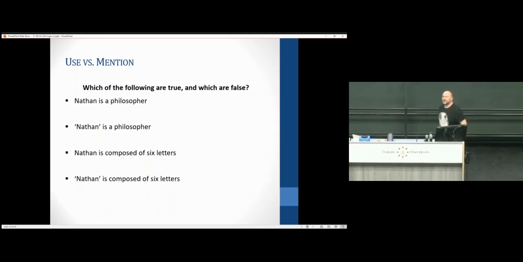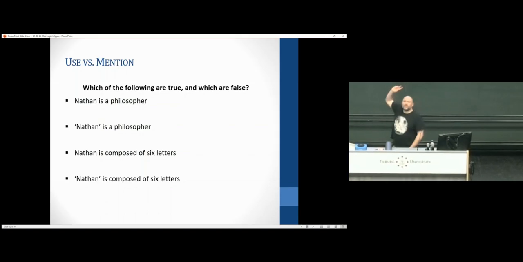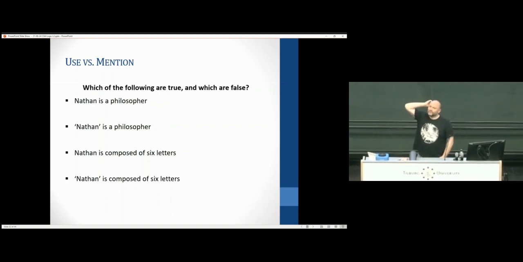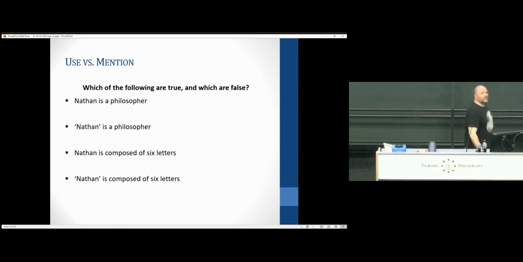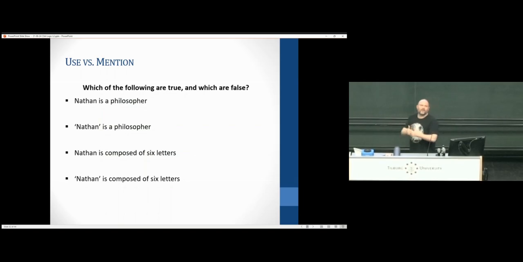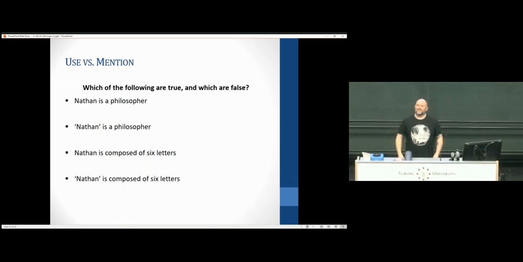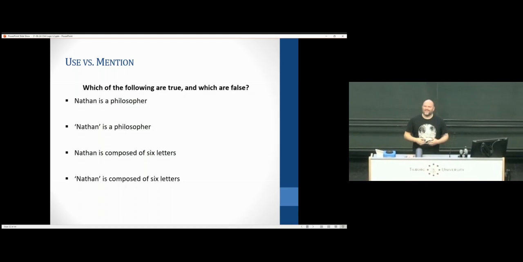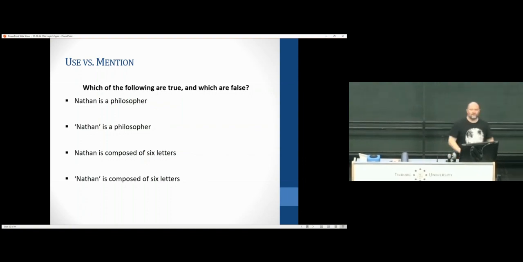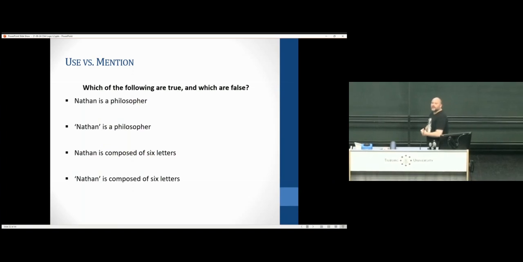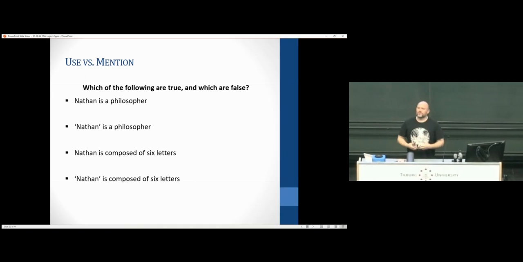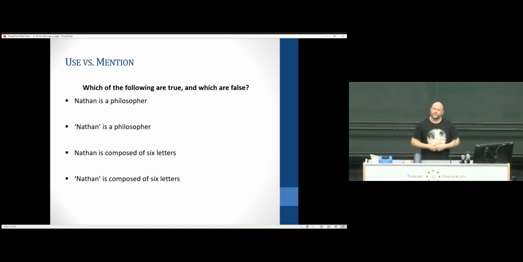So the first thing we can talk about with use and mention, we can start by looking at these sentences and asking ourselves which of these are true and which are false. So our first one, right? Nathan's a philosopher. That's true. "Nathan" is a philosopher. Right? Something's kind of gone wrong here. Similarly, Nathan is composed of 6 letters. "Nathan" is composed of 6 letters. That seems much more digestible.